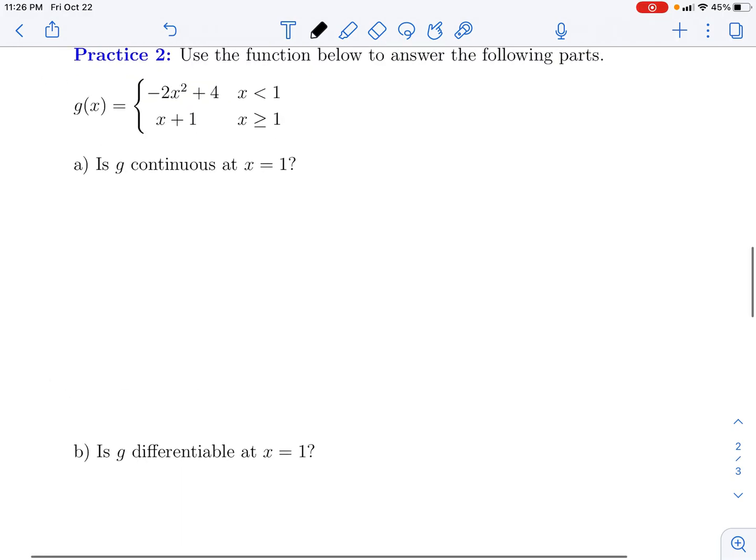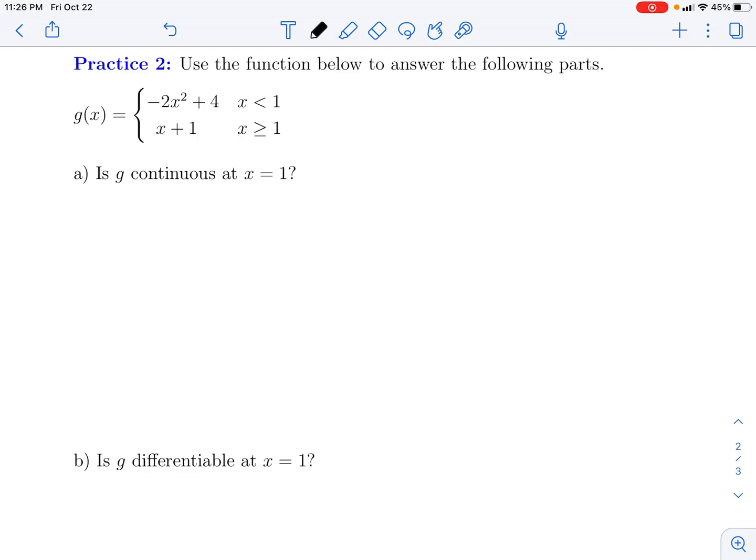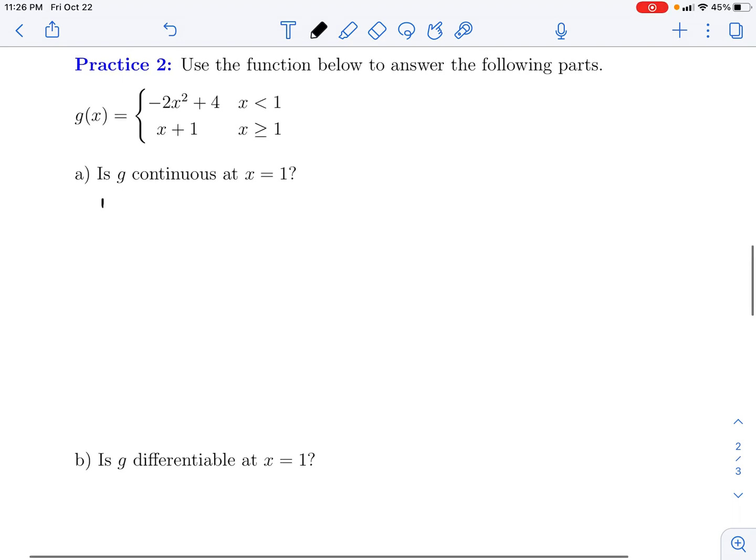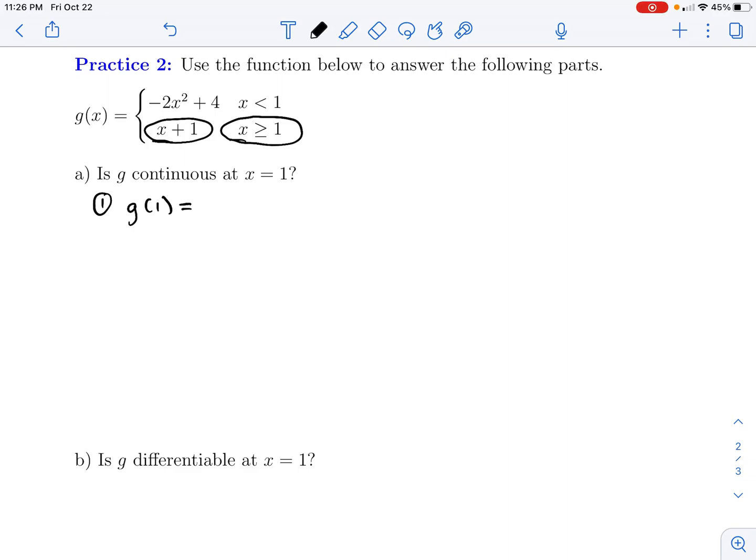Okay, so here what I want to do now is answer the first part, where I'm trying to figure out, is g continuous at x equals 1? I need to first ask myself, is g defined at x equals 1? So g of 1 is equal to, and now I want to plug it into this function, because I have that x is greater than or equal to 1. When x is greater than or equal to 1, we use the piece x plus 1. So now I have 1 plus 1, which gives me 2. We've satisfied the first condition for continuity because g of 1 is a number.